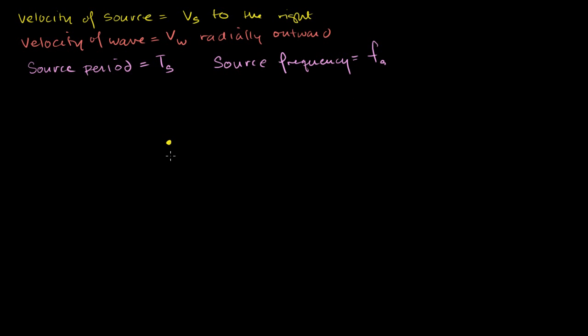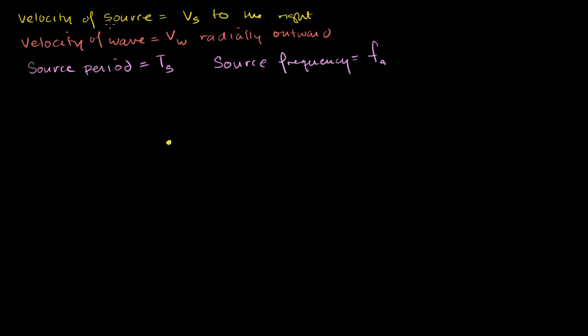So let's think about what's going to happen. Let's say at time equal 0, he emits that first crest, that first pulse. He's just emitted it. You can't even see it because it just got emitted. And now let's fast forward t seconds. Every t seconds, it emits a new pulse. So first of all, where is that first pulse after t sub s seconds? Well, you multiply the velocity of that first pulse times the time. Velocity times time is going to give you a distance, right?